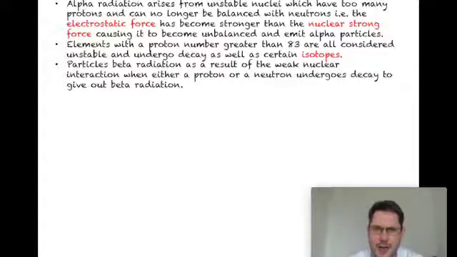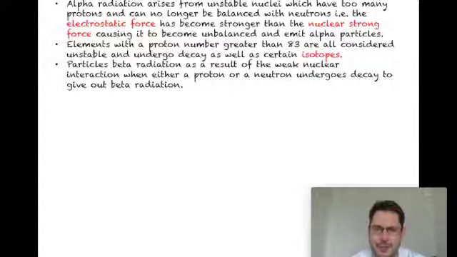Radiation arises from unstable nuclei. Alpha radiation arises from unstable nuclei which have too many protons and can no longer be balanced with neutrons. So if we think of the nucleus of an atom as containing neutrons and protons, and these seem to increase as the atoms get bigger, the number of neutrons match the number of protons. But then when we get bigger and bigger atoms up to numbers greater than 83 protons, then there are so many protons in the nucleus of the atom, protons and neutrons, that it's become unstable.